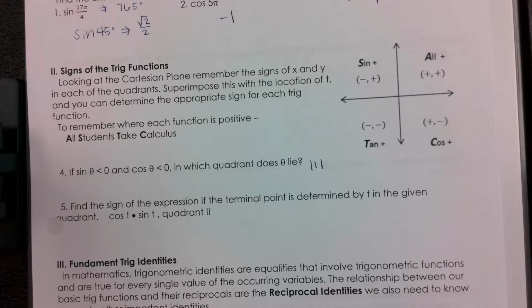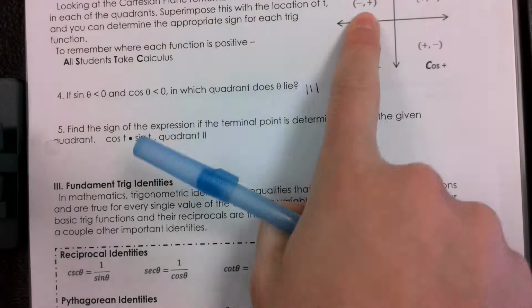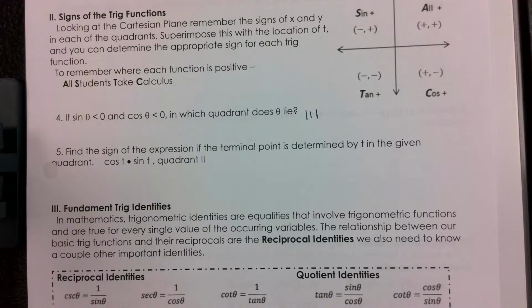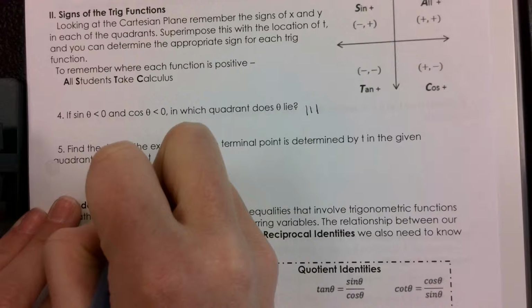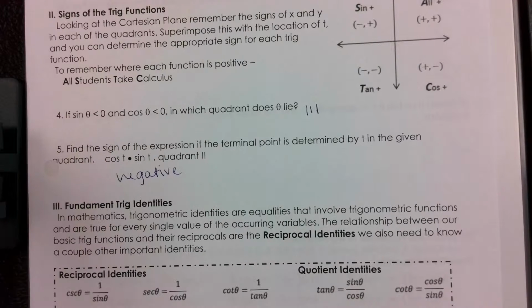So the next part, it says find the sign of the expression if the terminal point is determined by t in the given quadrant. So we're going to do cosine times sine, and it's in quadrant 2. So if we're in quadrant 2, they're opposite signs. So when we multiply them, what's it going to be? It's just going to be negative. And that's all it wanted us to give them there. Does that make any sense? Yes, so maybe. Questions on that?